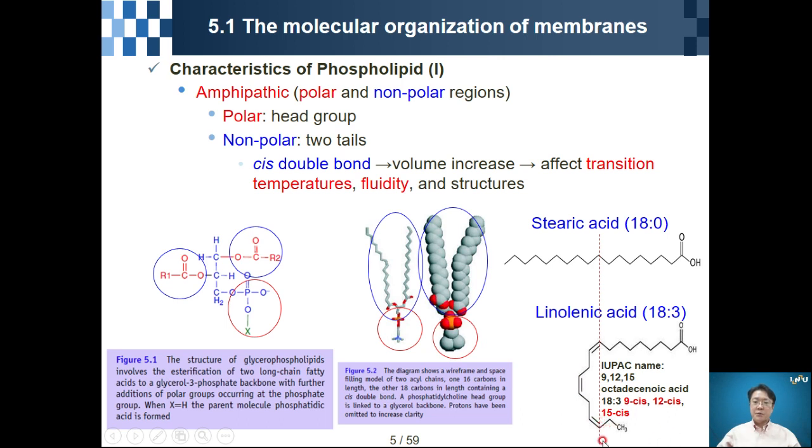So when we compare the volume, you can see that in the case of linolenic acid, a volume increase happens. This volume increase affects transition temperature, fluidity, and structure.